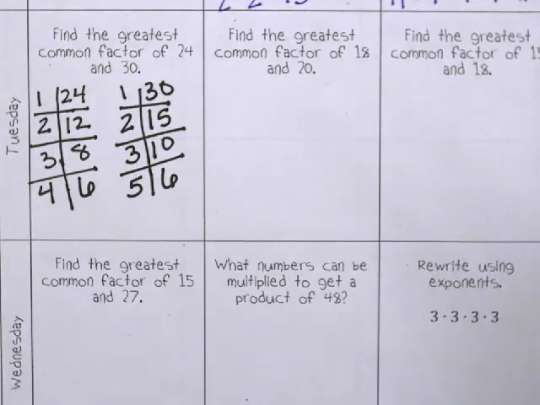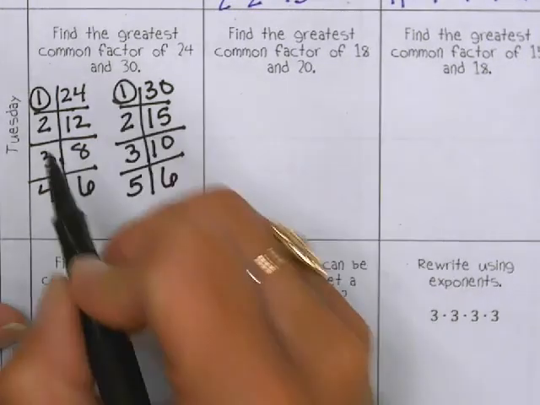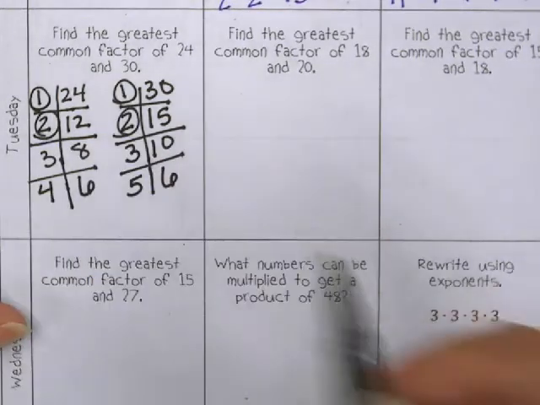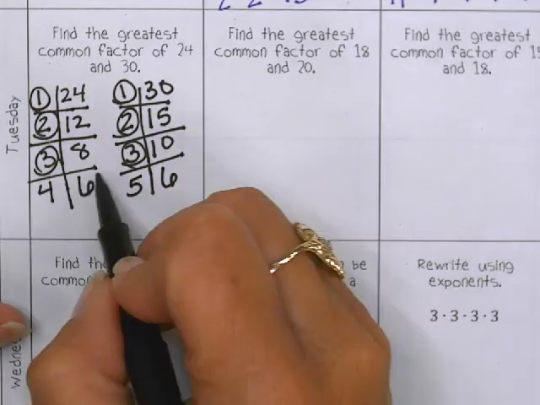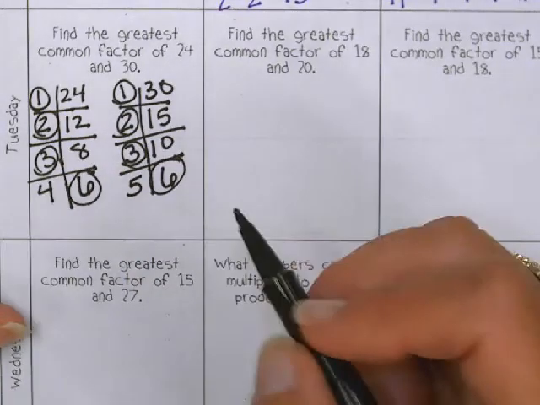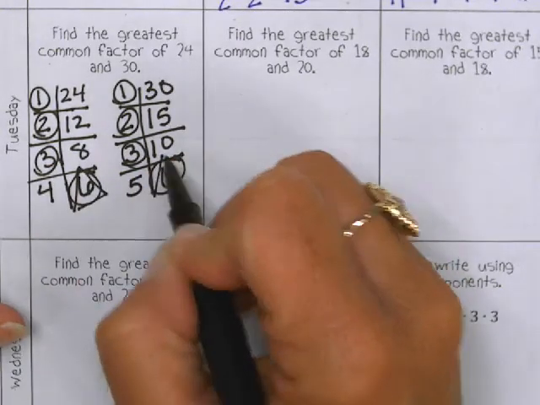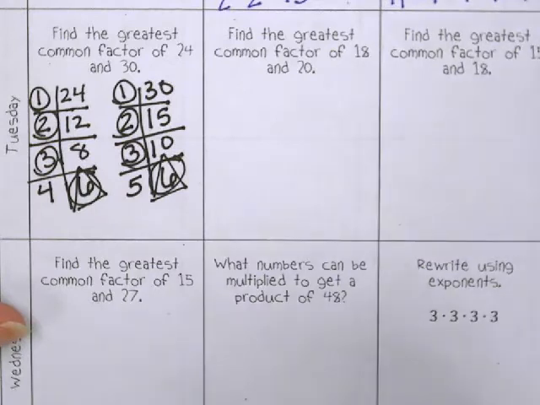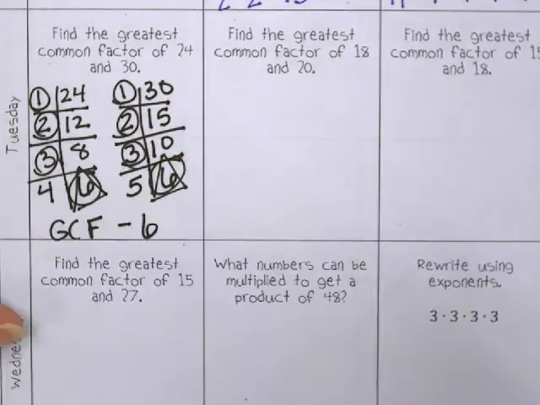So now what I do is look at both lists. I'm going to circle all the factors that are in common first. So 1 is obviously in common. 2 is in common. Both lists have a 3. Both lists have a 6. So those are all of my factors in common. The greatest factor that is in common is the 6. So I'm going to put a triangle around that. And that is my greatest common factor, the largest number that appears in both lists. So the greatest common factor is 6.